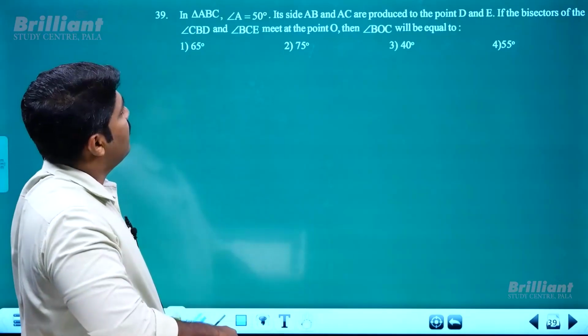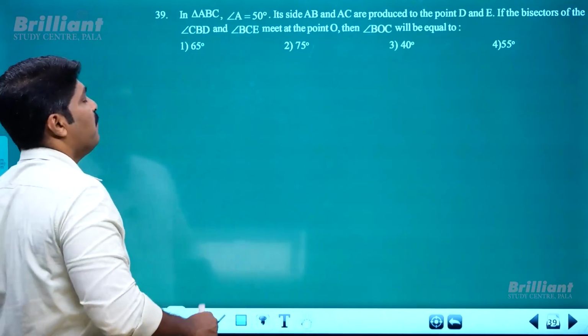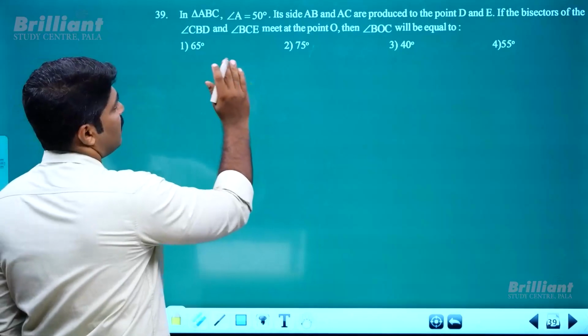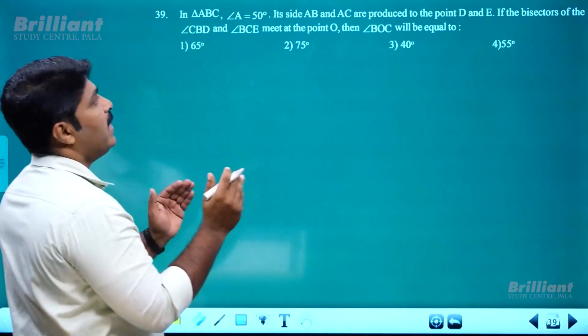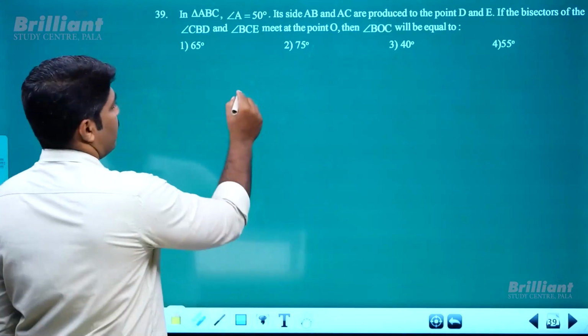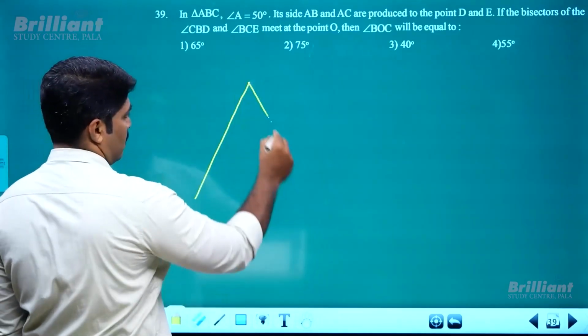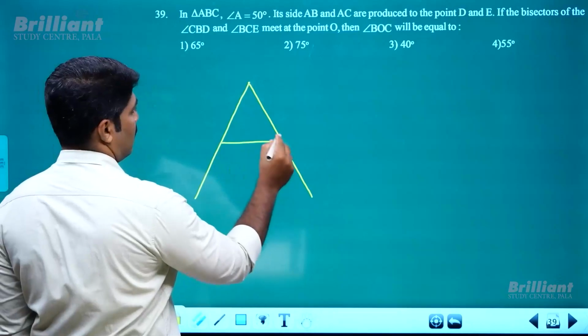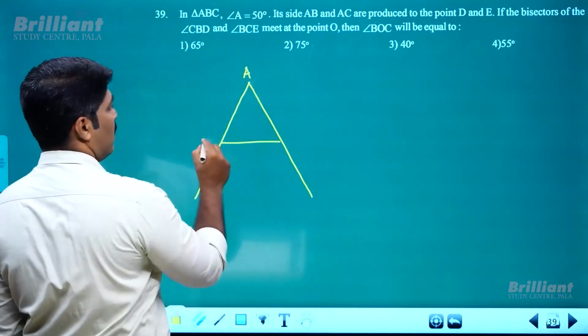In triangle ABC, angle A is 50 degrees. Its sides AB and AC are produced to the points D and E. So we can draw the diagram like this. So this is triangle ABC.